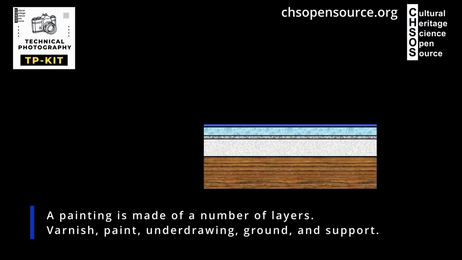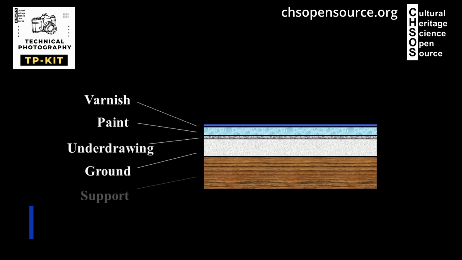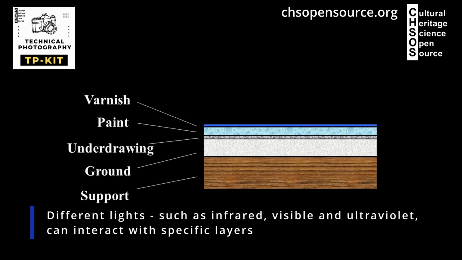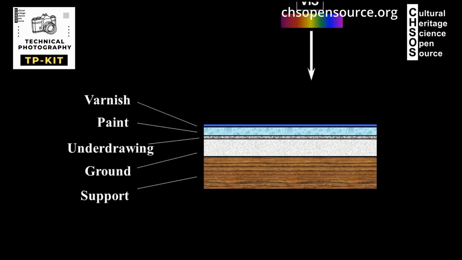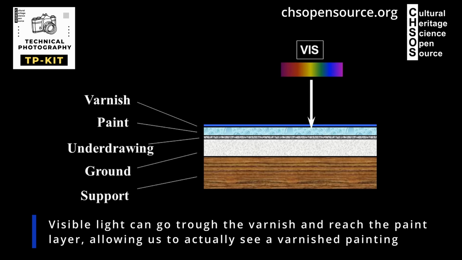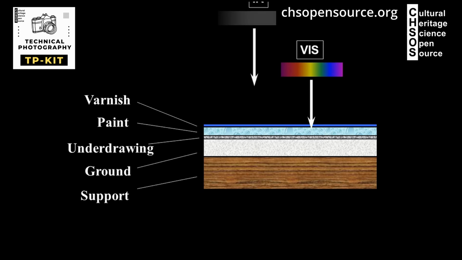A painting is made of a number of layers: varnish, paint, underdrawing, ground and support. Different lights, such as infrared, visible and ultraviolet, can interact with specific layers. Visible light can go through the varnish and reach the paint layer, allowing us to actually see a varnished painting.